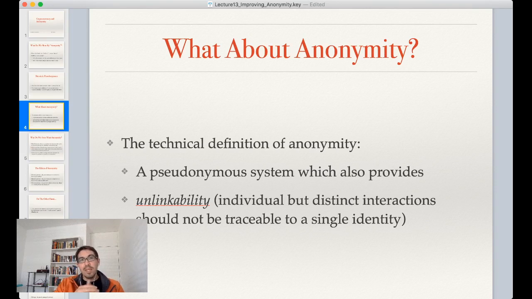So from a technical perspective, when we talk about anonymity on the blockchain, we do mean a pseudonymous system. You should be able to use new identities. But additionally, we are also looking for unlinkability. That means that these individual interactions should not be traceable to a single identity. So this is nothing more than what you would get if you think about it with cash.